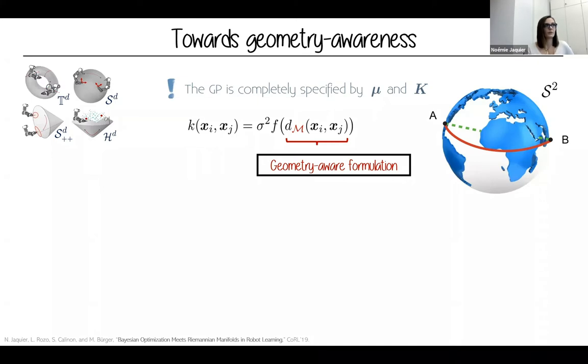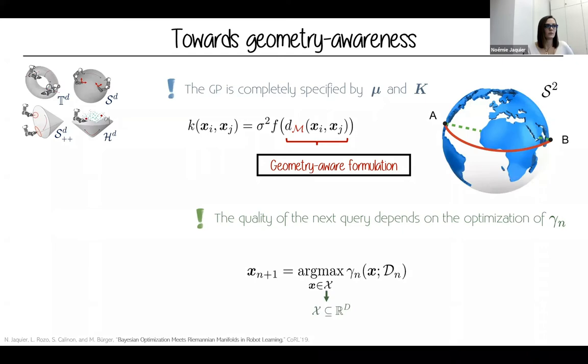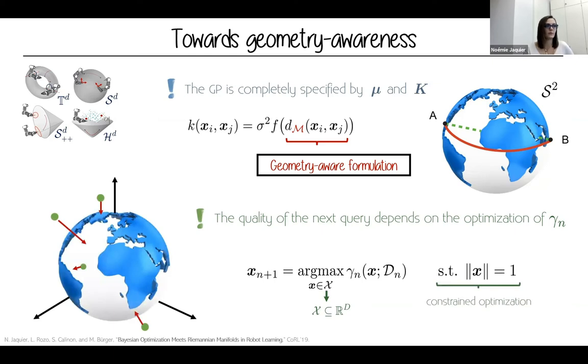The second important point that we need to modify to be geometry-aware in our BO algorithm is the optimization of the acquisition function. So we know that the quality of the next query is heavily dependent on how well we are able to optimize this acquisition function. Again, in the Euclidean case, we simply optimize the acquisition function in a subset of the Euclidean space. However, if you have data that have specific geometry, so again, the example of the Earth, you actually have to add some constraints in order to ensure that your data are respecting your geometry.